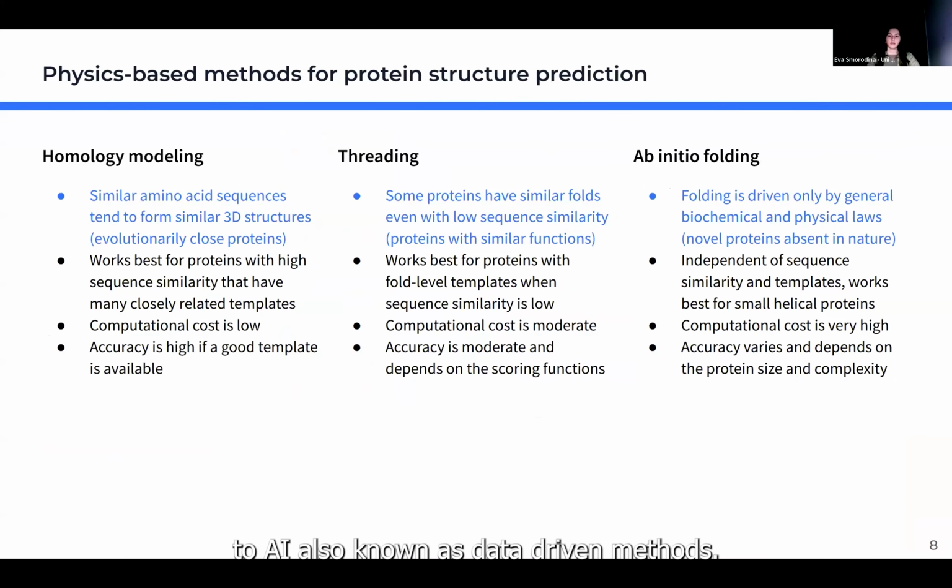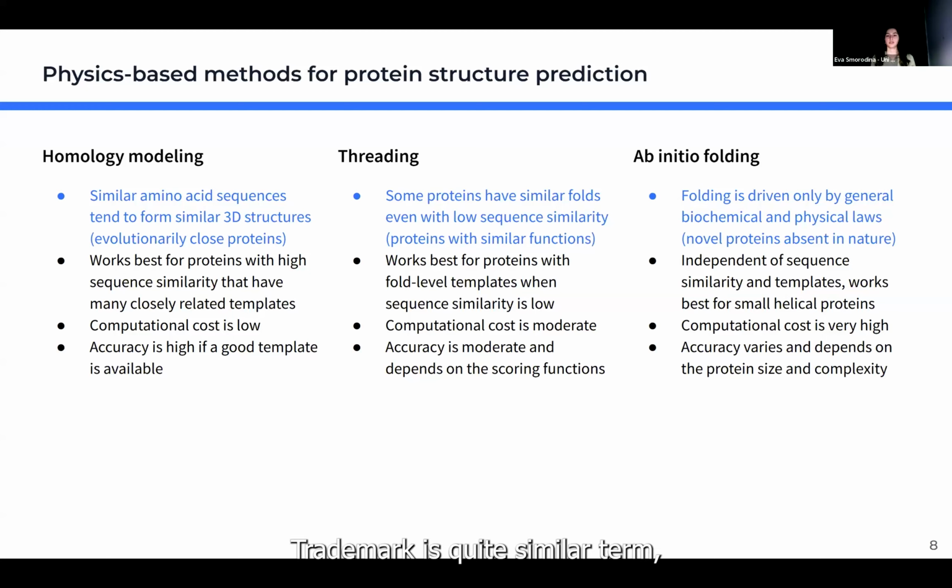Prior to AI, also known as data-driven methods, there are multiple physics-based methods that address the protein structure prediction problem. The three most common of them are homology modeling, threading, and ab initio folding. I will briefly go over them. So homology modeling relies on the principle that similar sequences should have similar 3D structures. It derives from the evolutionary information about proteins.